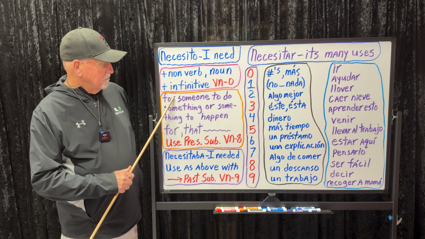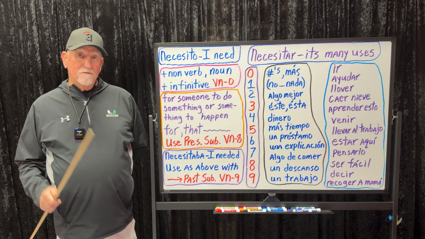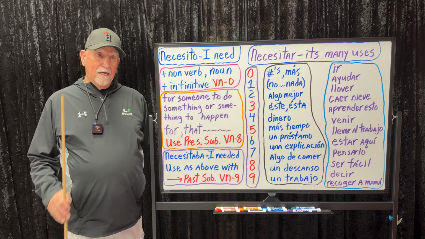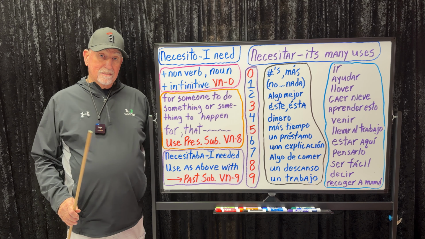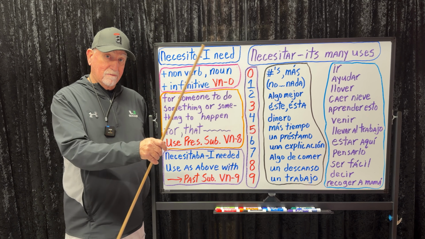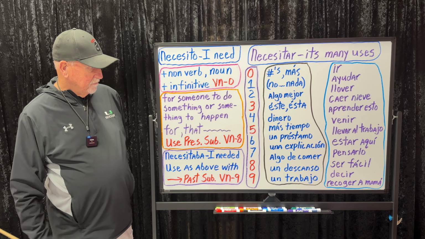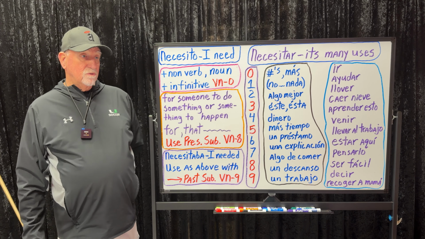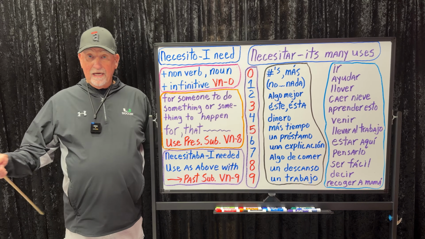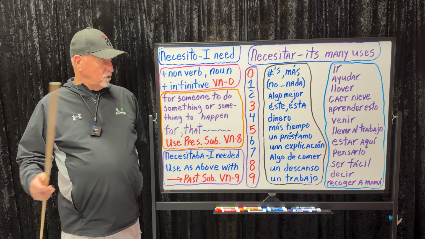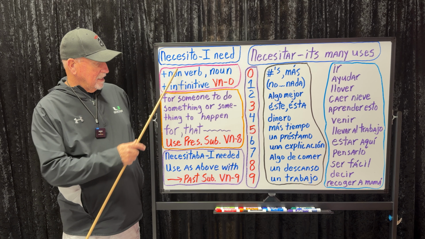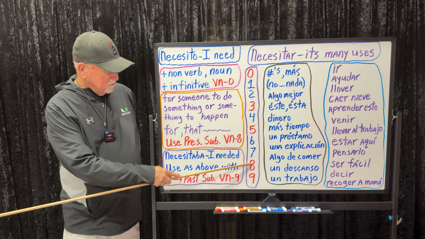Let's go back here. For someone to do something, I need for them to come to the party. Necesito que vengan a la fiesta. I need you to help Dad. Necesito que ayudes a papá, or que lo ayudes a papá, or que le ayudes a papá. It can go any of those three. I need for them to bring us the books. Necesito que ellos nos traigan los libros. So if you need for someone to do something, that's going to be necesitar que plus the present subjunctive.